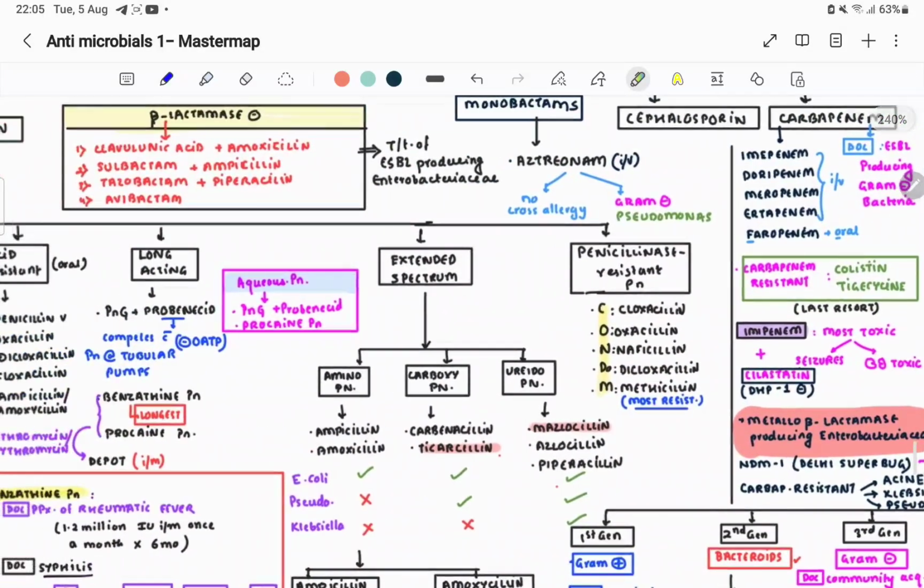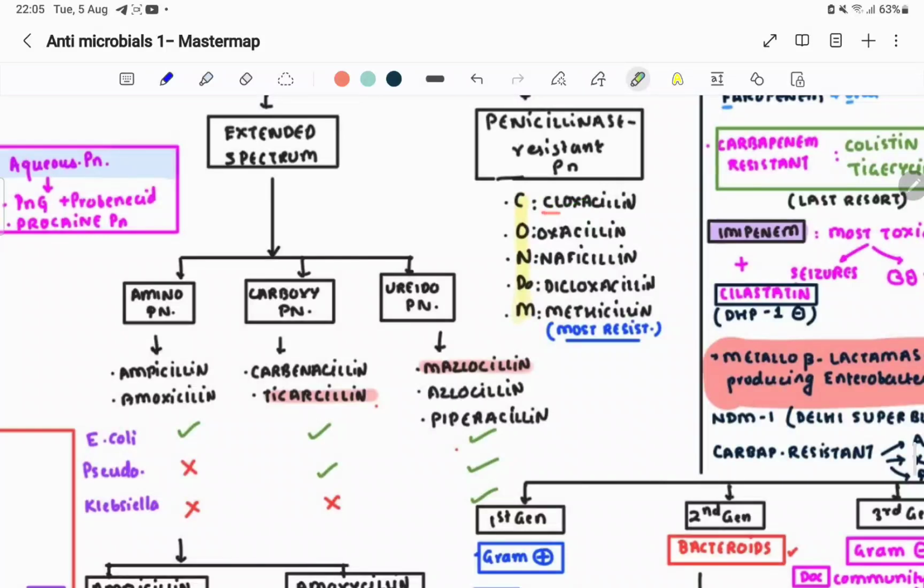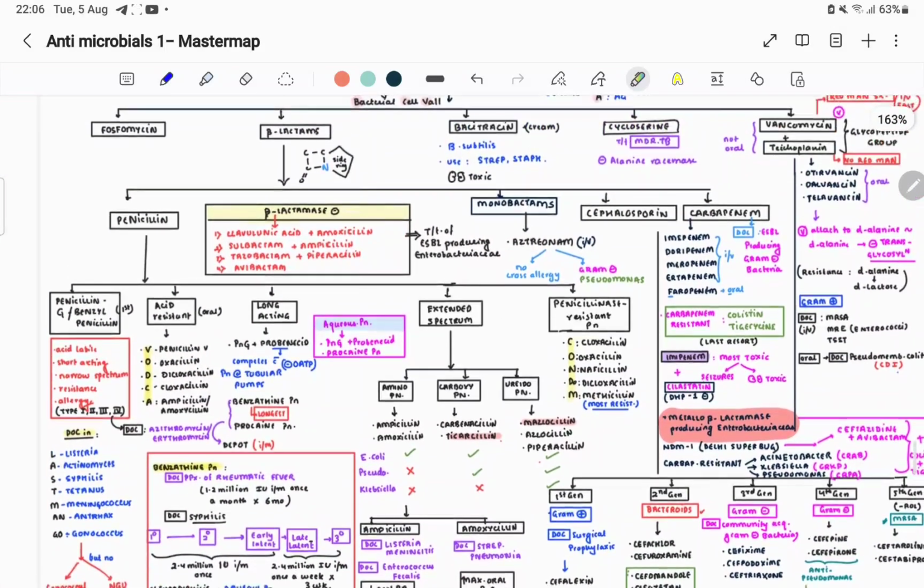Then some bacteria are prone to produce penicillinase, due to which penicillins were not working, because they were degrading the penicillins. So we made some penicillinase resistant penicillins: cloxacillin, oxacillin, nafcillin, dicloxacillin, and methicillin. Methicillin is M for most resistant. Done.